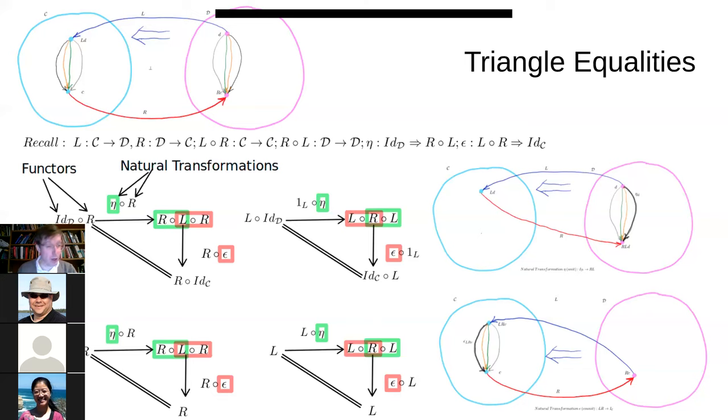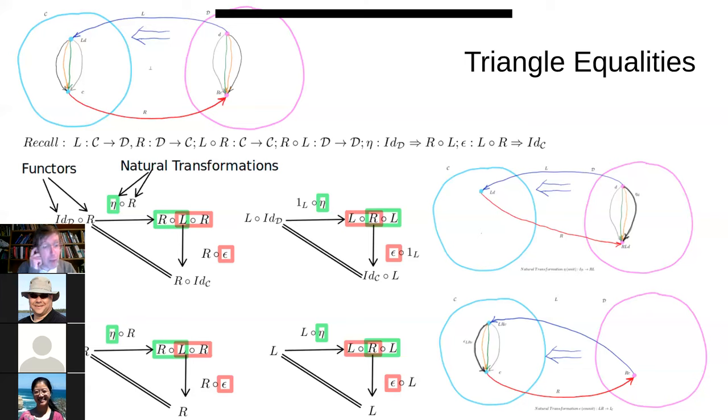The triangle equalities end up being tied up with the monad laws for the underlying monads. And you could see Eugenia getting rather excited about some facts having to do with that in some of the later videos. It's a lot of fun. Okay, so let's just talk about what these equalities show.